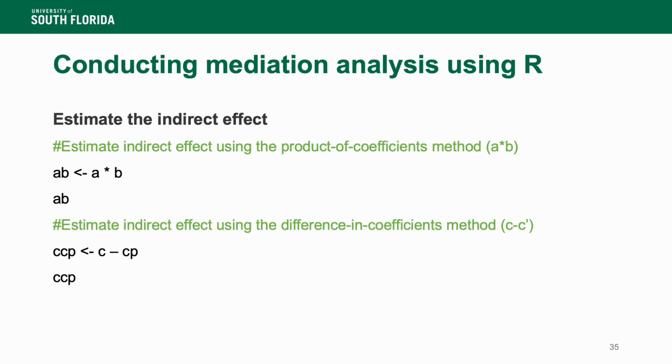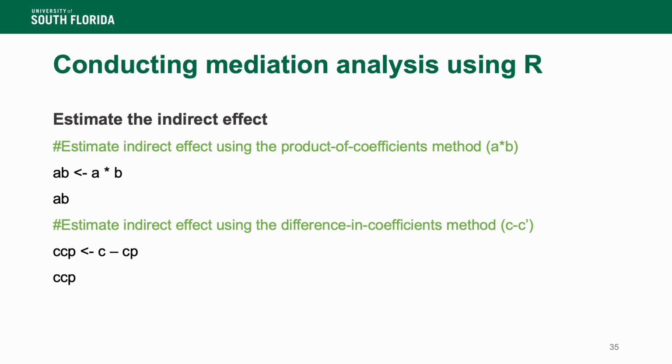Here we see the code for estimating the indirect effect using the product of coefficients method and the differencing coefficients method. The first two lines of code are used to estimate the indirect effect using the product of coefficients method. Because we already saved the A and B coefficients after estimating models 2 and 3, the only thing we really have to do here is to tell R to multiply A with B, and to then save it under the name AB. We repeat the name AB under the first line of code to tell R to print out this AB estimate.